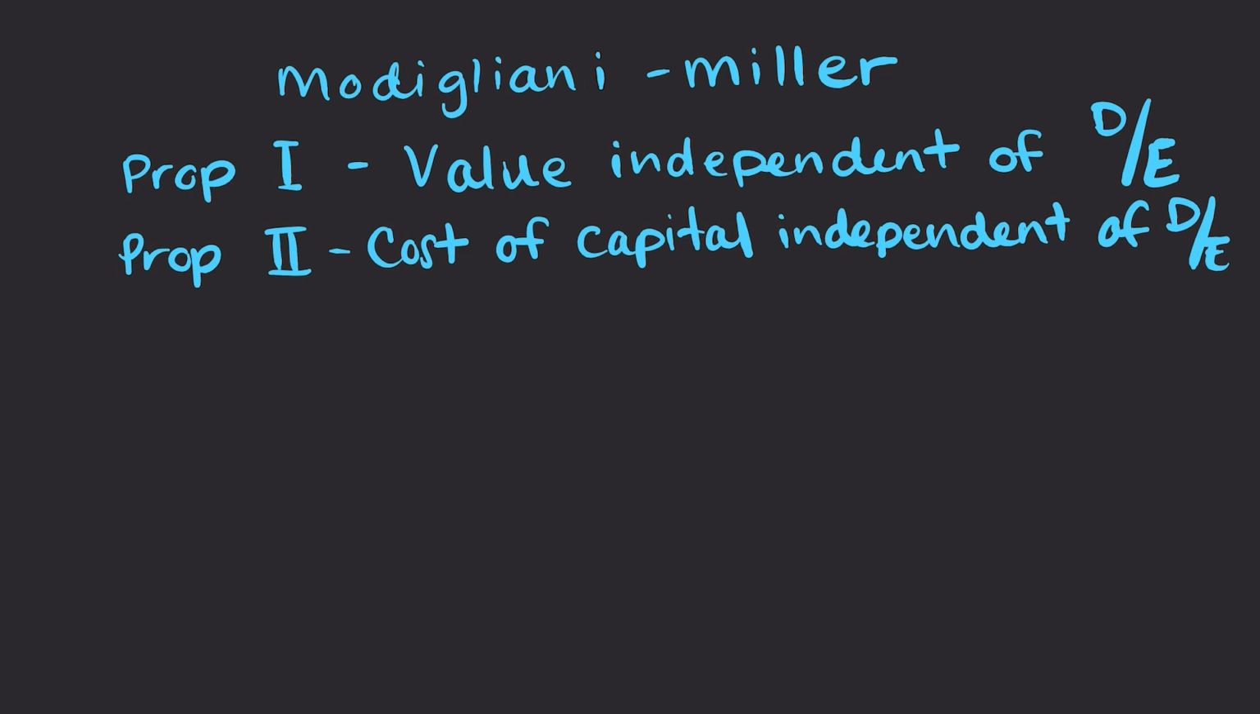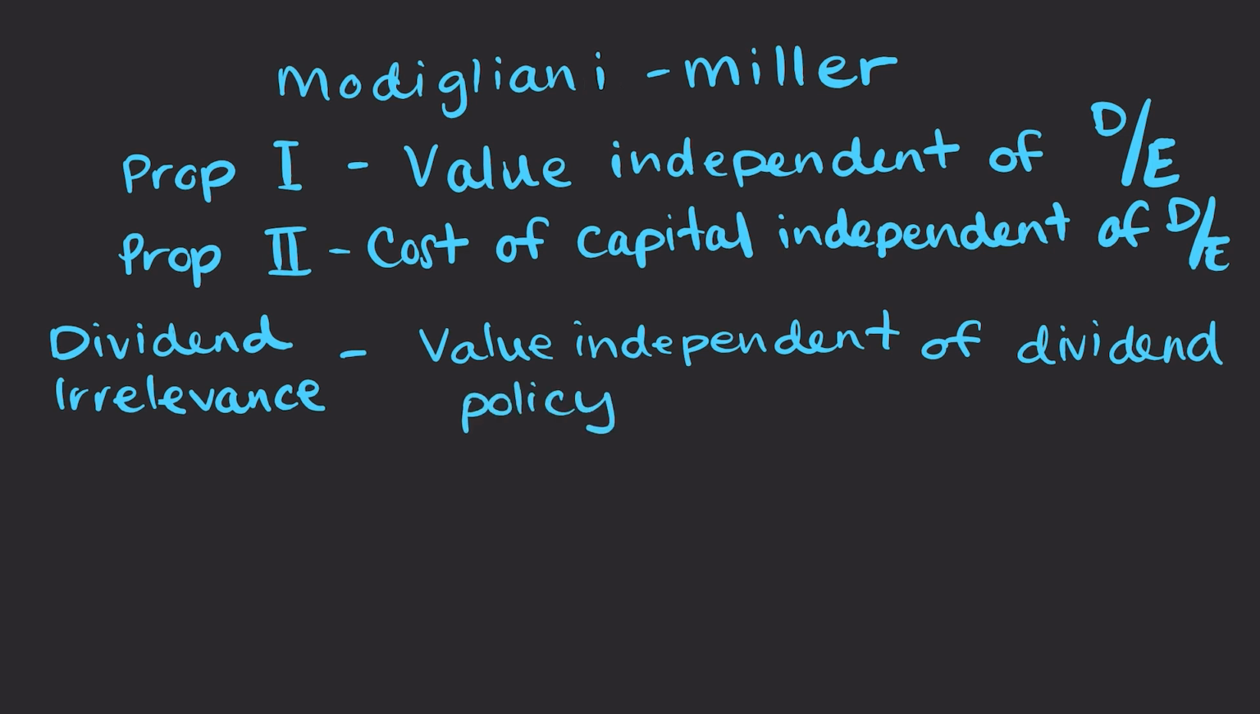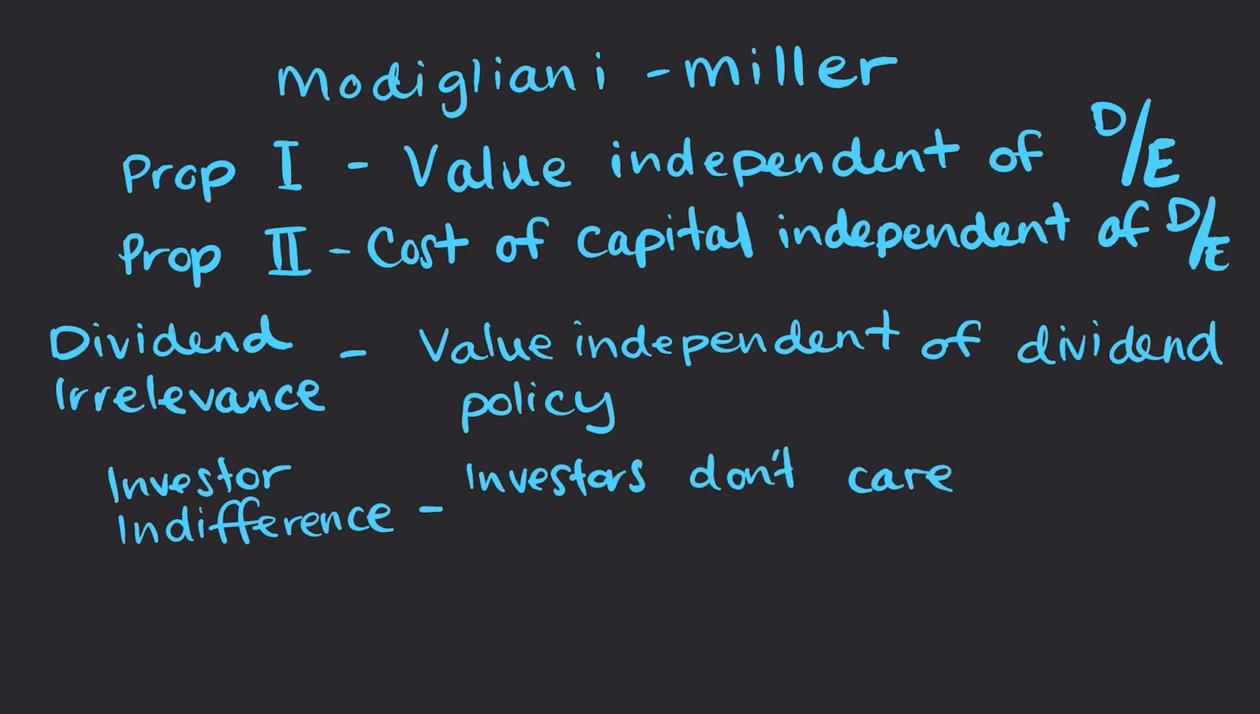The third proposition is called dividend irrelevance, and what it says is that the firm's value is independent of dividend policy. And finally, we have this proposition of investor indifference, which says that investors don't care about a firm's financial policy.